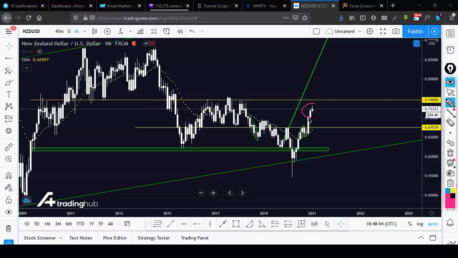So anybody rushing to sell NZD USD at current market price may be trapped. So the best place to sell, wait for it to tag that up, then drop, then you can sell. So I hope I'm clear on that. I'll delete this.